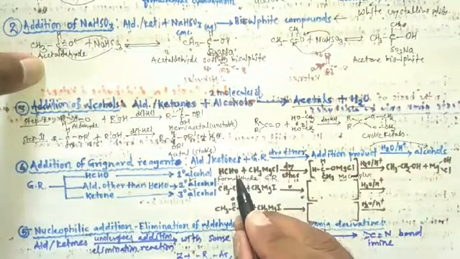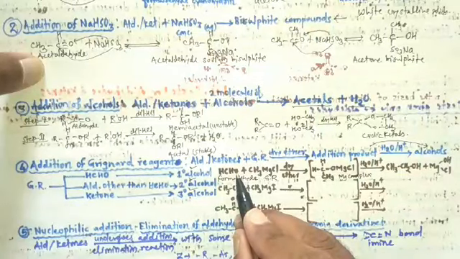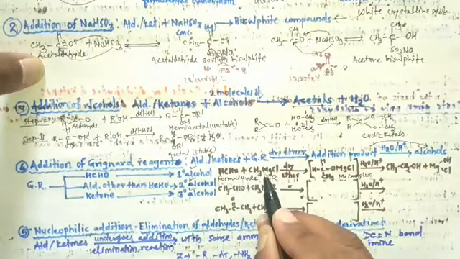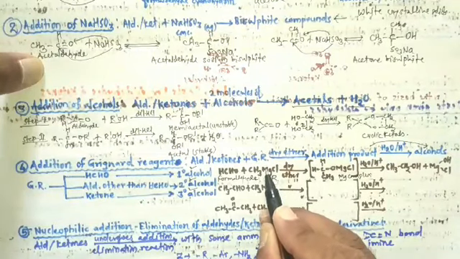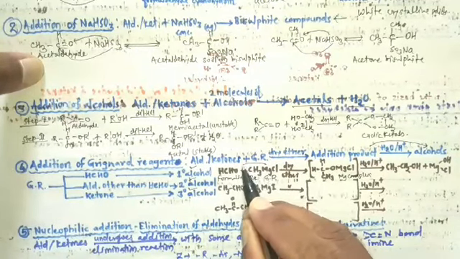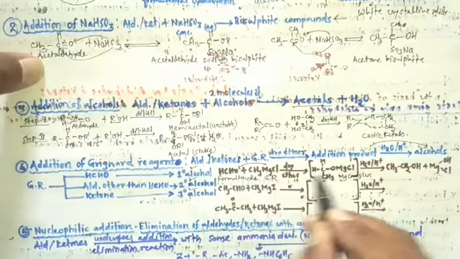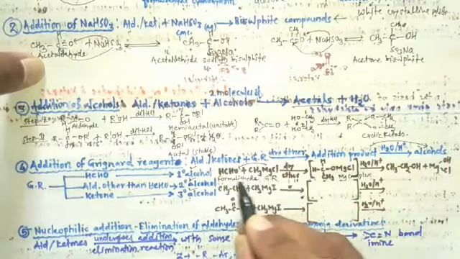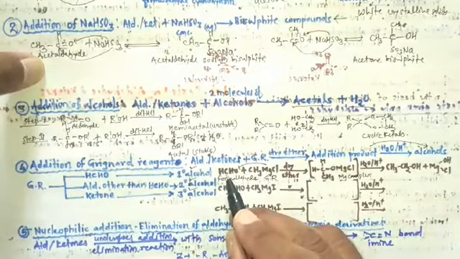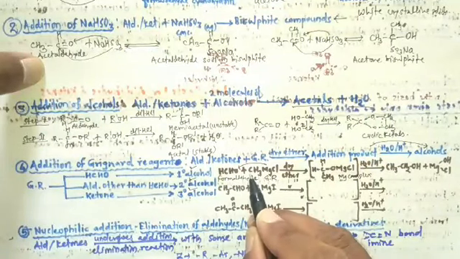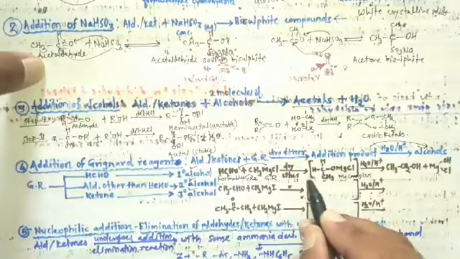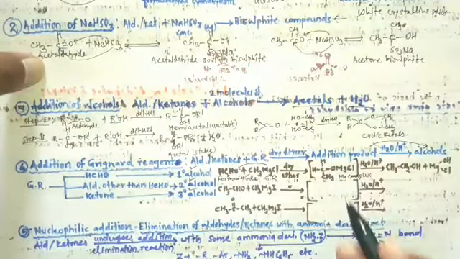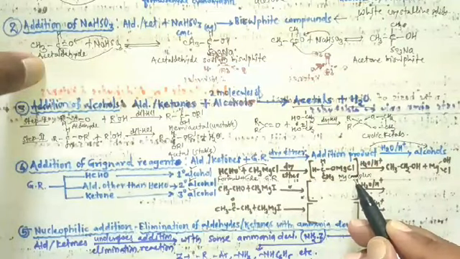To this carbonyl oxygen, MgCl, which has a positive charge, gets attached, and to this carbonyl carbon, the small negatively charged CH3 gets attached. Thus formation of the magnesium complex takes place.